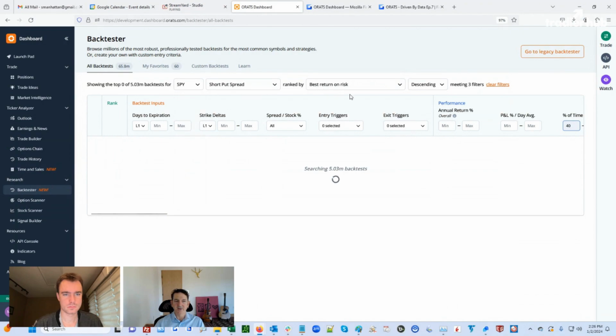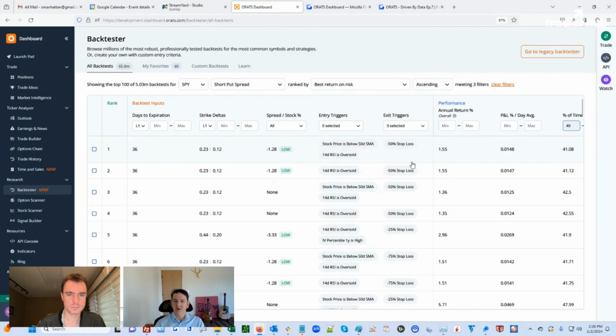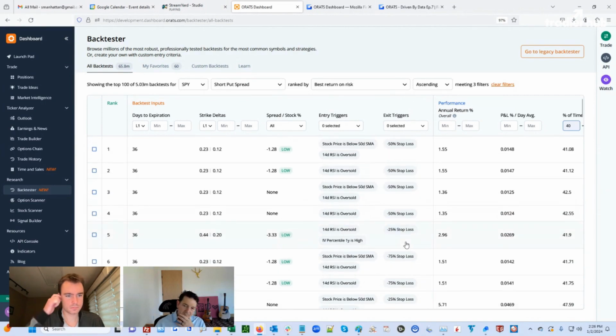The short put spreads. I would guess that they get out. So short put spreads ascending. Okay, so they do have stop losses, and they do okay. I don't know if I would have guessed this, but here are some out of the money put spreads, and the best ones here do have stop losses.